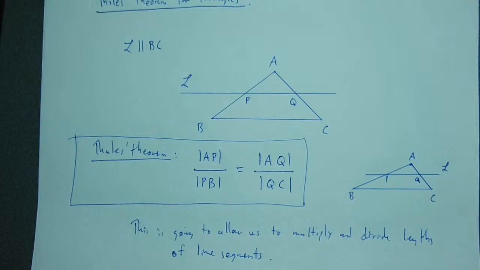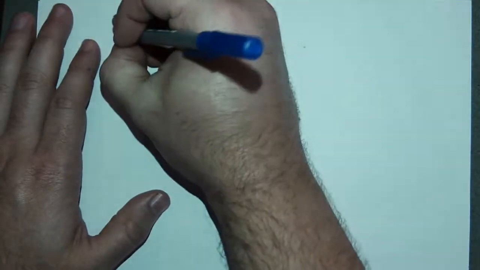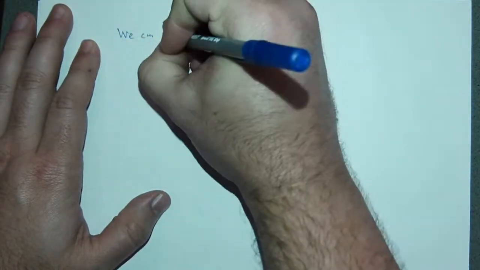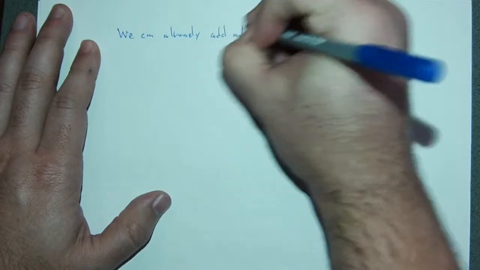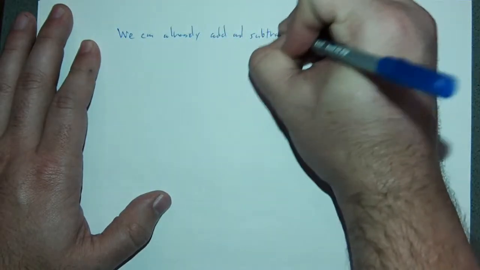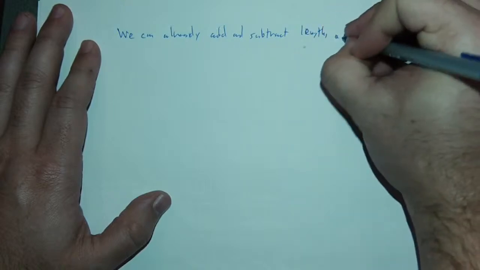Okay. We can already add and subtract, right? So multiplying and dividing are the only other basic arithmetic operations we need. Just what I said, we can already add and subtract. That was the first thing we did. So we can already add and subtract lengths of line segments.